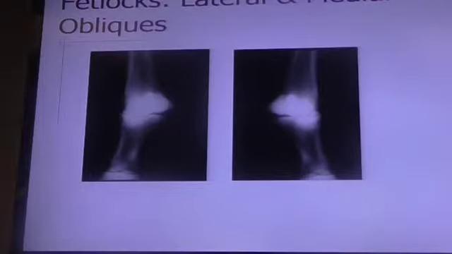Everybody got everybody's name? Yes. Okay, so there are two oblique views of the fetlock. Everybody agree that those are two oblique views of the fetlock? Yes. Okay, great. I forgot to mark them.